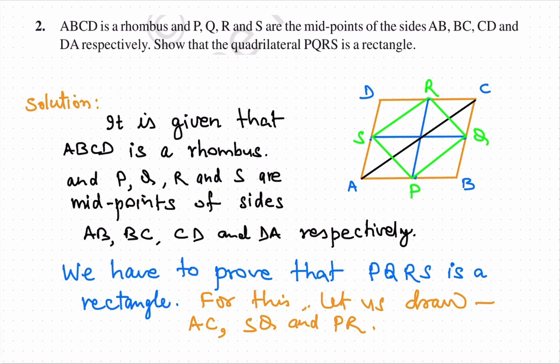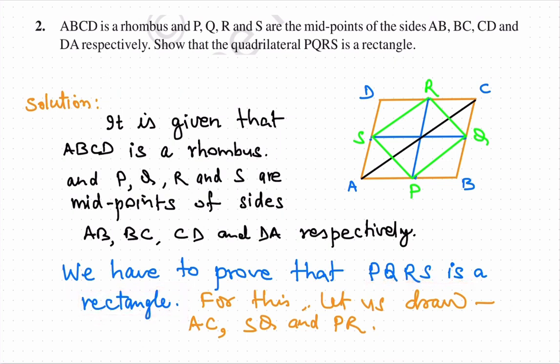Now let us start the solution. We are given that ABCD is a rhombus. A rhombus has the feature that all the sides are equal and no angle of the rhombus is 90 degrees, but its diagonals intersect at right angles. Also P, Q, R and S are the midpoints of the sides AB, BC, CD and DA. These all are given. So we have to prove that PQRS is a rectangle.